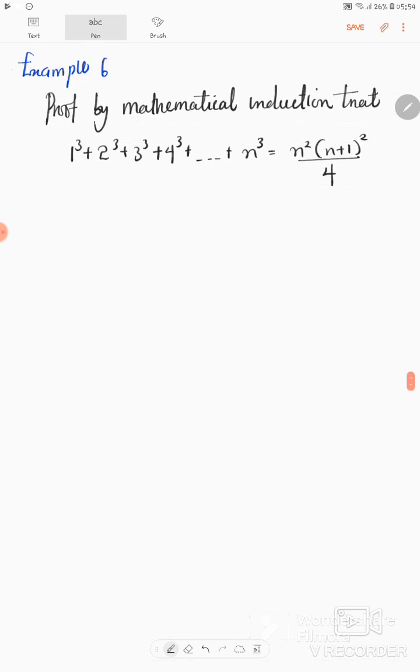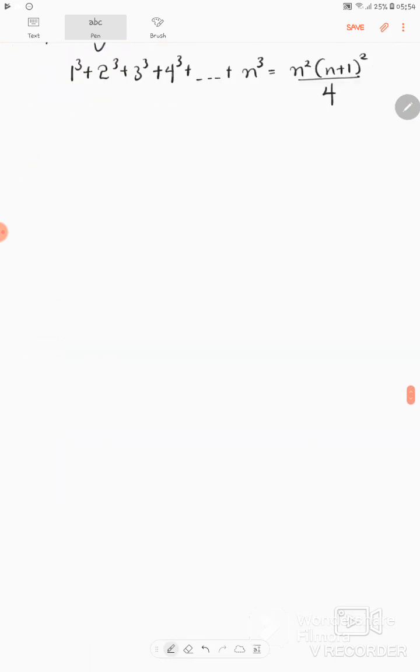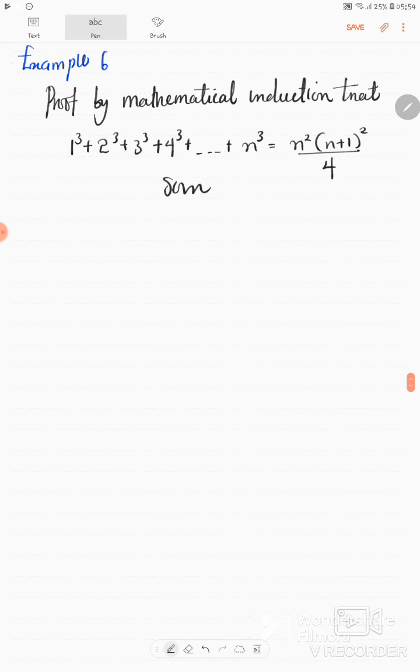Thank you for this. Now let's move to example 6. Prove by mathematical induction that 1 raised to power 3 plus 2 raised to power 3 plus 3 raised to power 3 plus 4 raised to power 3 plus up to n raised to power 3. I think I've done something related to this. Oh, they are different. Now let's continue. Solution. You can pause the video to solve this question and see how far you've learned. While you pause, let me just solve.